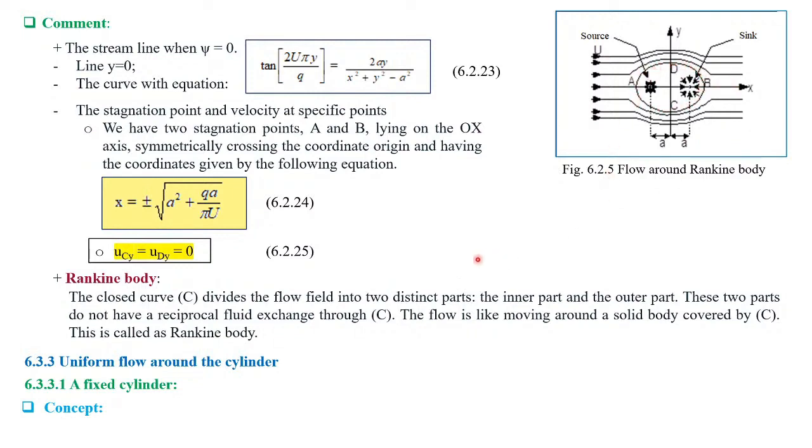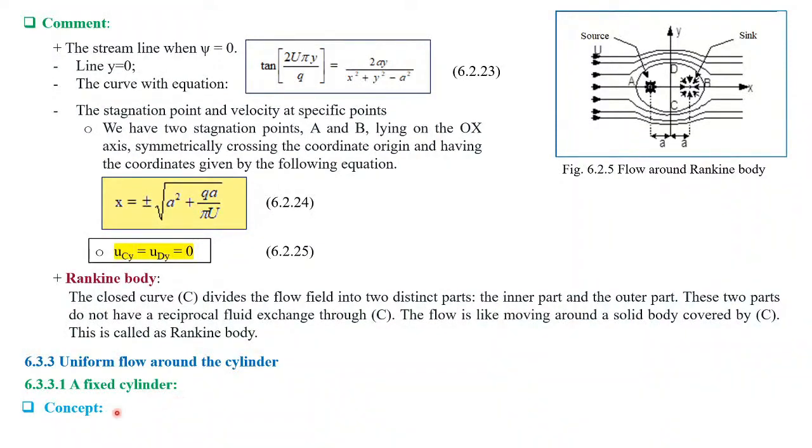Okay. Now we come to another case: uniform flow around a cylinder. We have a cylinder and a uniform flow going around it. In this case, we divide it into two cases. The first case is a fixed cylinder.